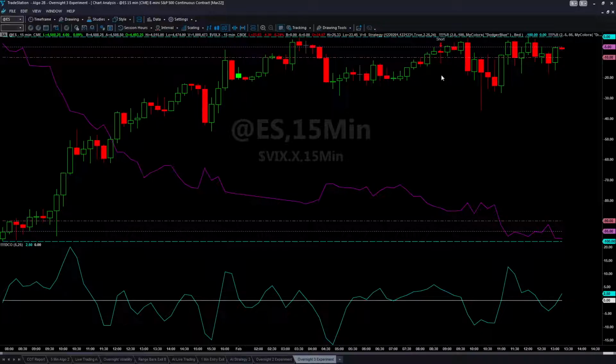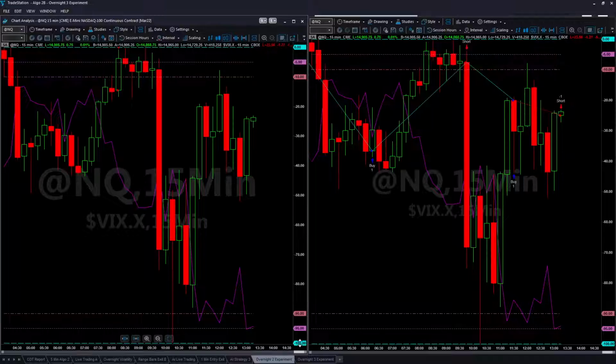Then we got something for the ES that I'm still trying to tweak. I'm trying to get this to be more robust than what it is, and so this is completely experimental. That's why it says experiment here at the bottom. So no trades are being taken from that. That's the point.